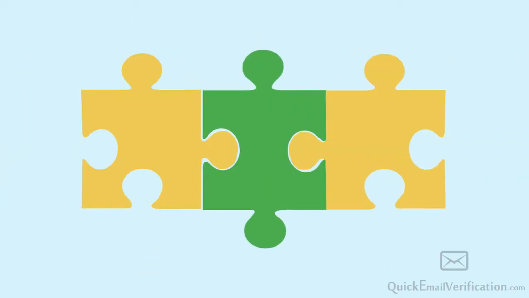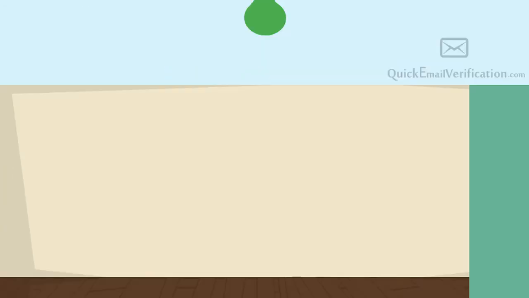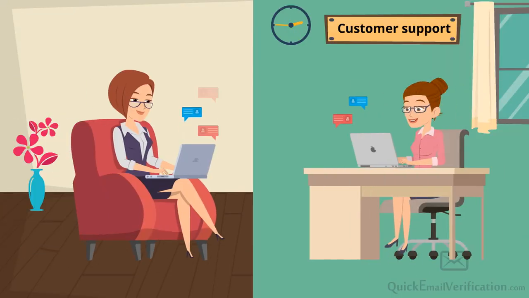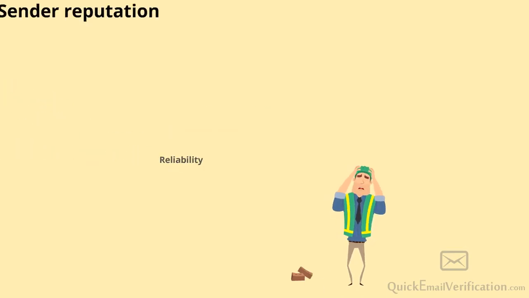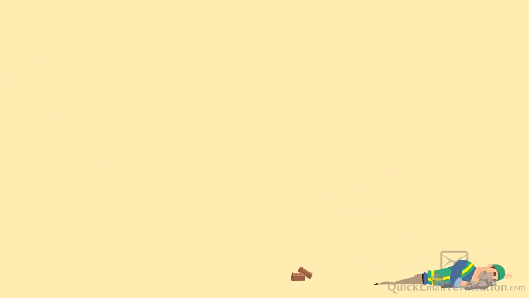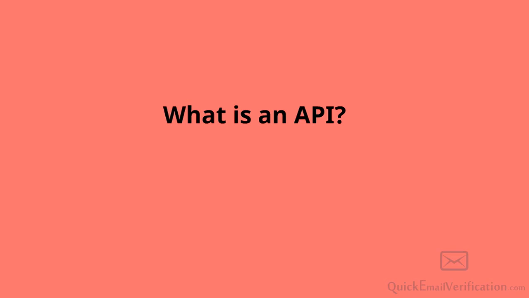With a clean mailing list, you get a smooth workflow for sales and marketing. A clean list also makes your customer support more efficient because they don't have to deal with customers who don't receive your updates. You can use an API to solve a number of email marketing problems. But what is an API? And what can it do?